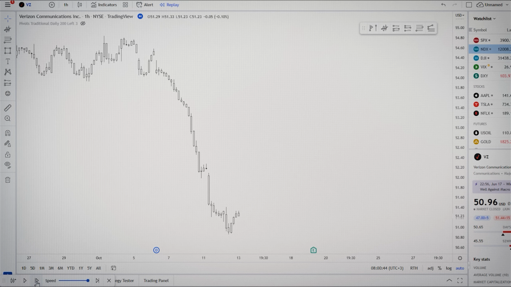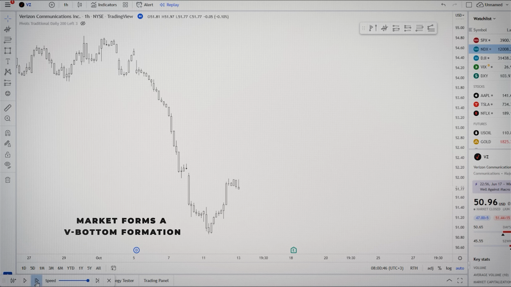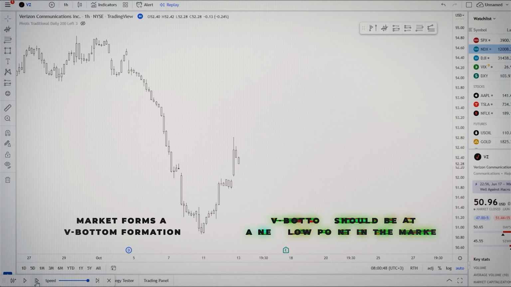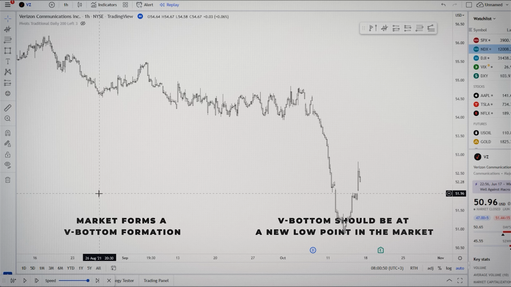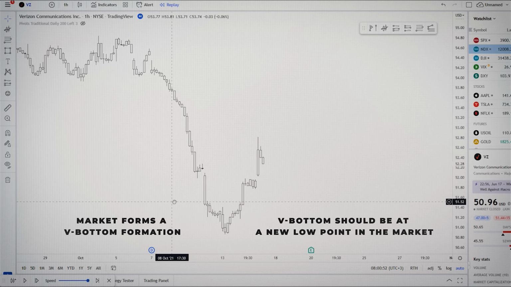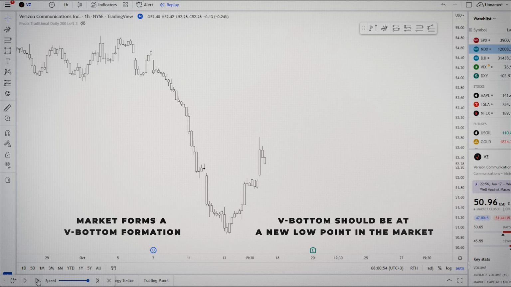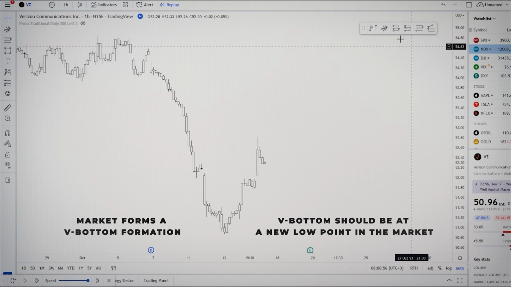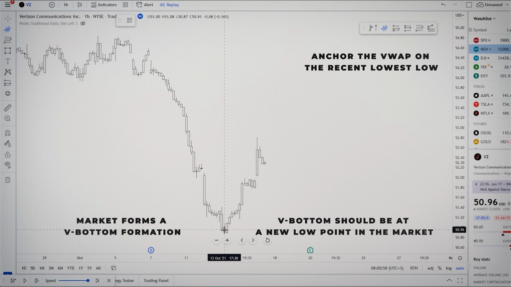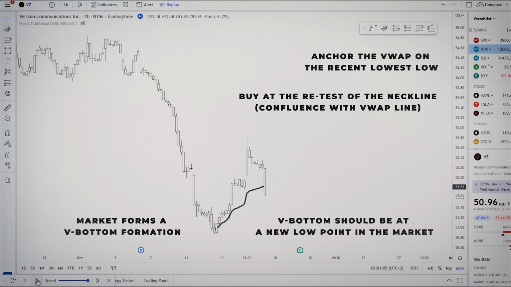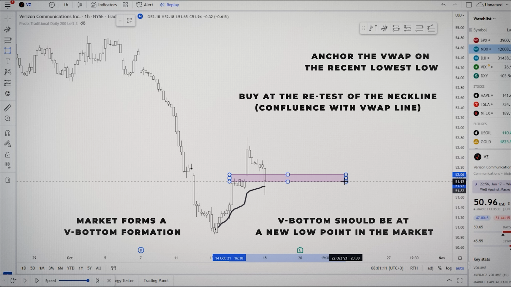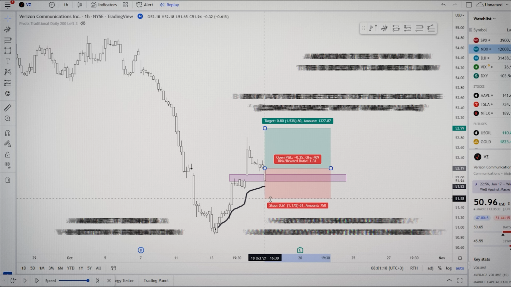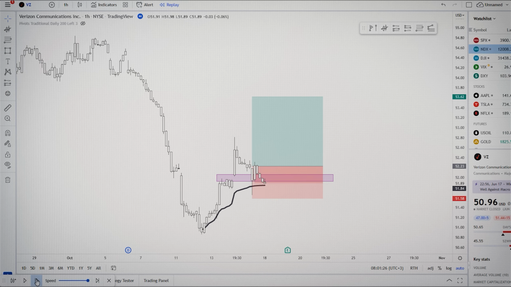For a long signal, market forms a V-bottom formation. The V-bottom should be at a new low point in the market. You can't trade the formation if there are recent lows below it. After you identified the V-bottom, you anchor the VWAP on the recent lowest low. If the neckline, the static support, aligns with the anchored VWAP, acting as a dynamic support, you buy at the retest of the neckline.